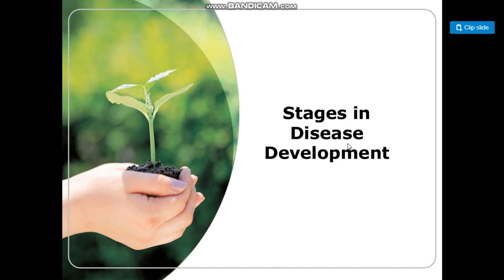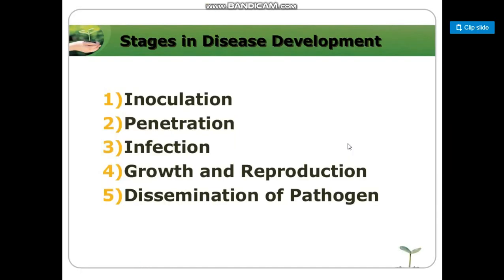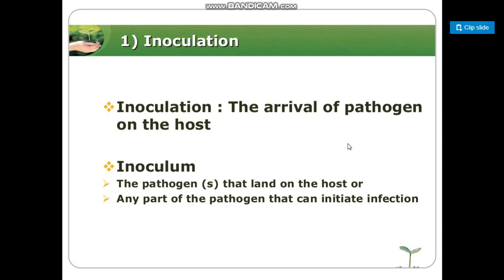These are the stages in disease development: inoculation, penetration, infection, growth and reproduction, and dissemination of the pathogen. Inoculation. So, what is inoculation? The arrival of the pathogen on the host. The pathogen that lands on the host, and any part of the pathogen that can initiate infection.